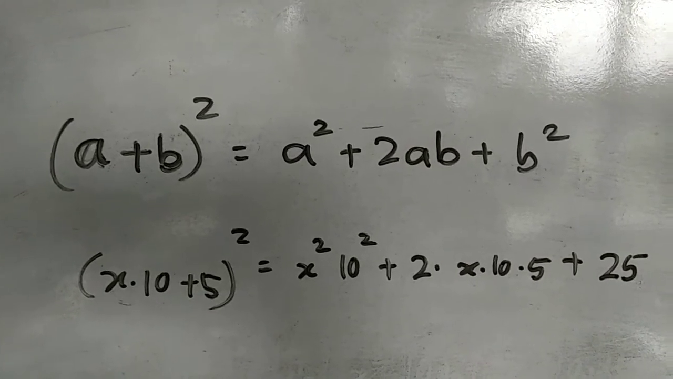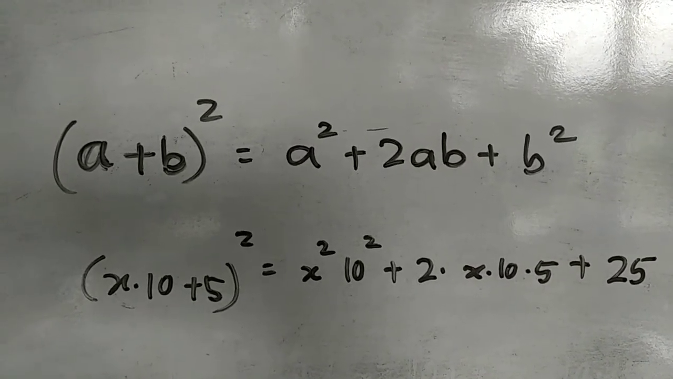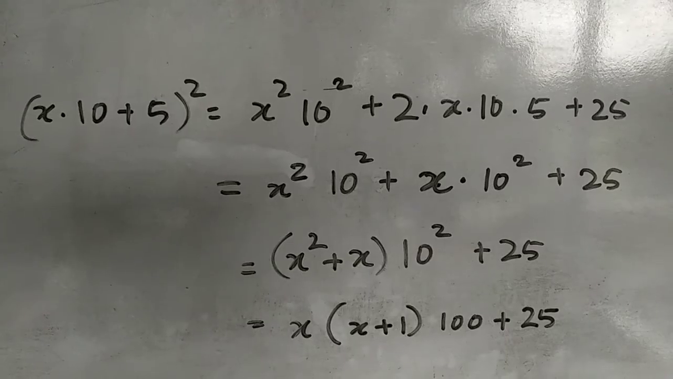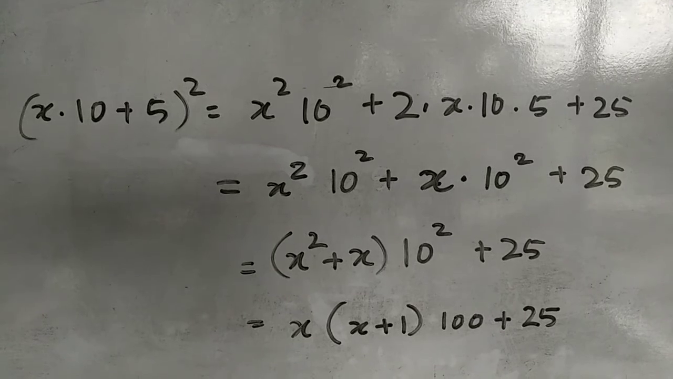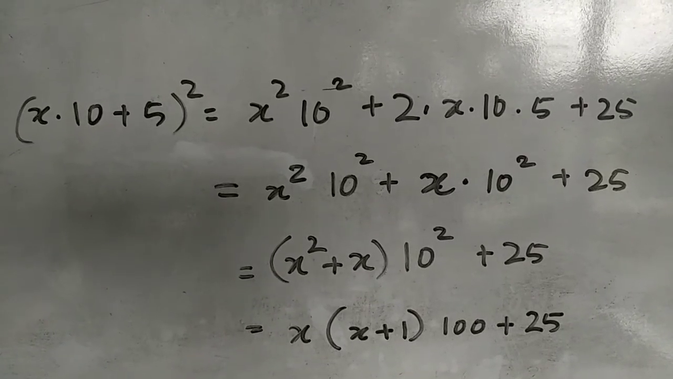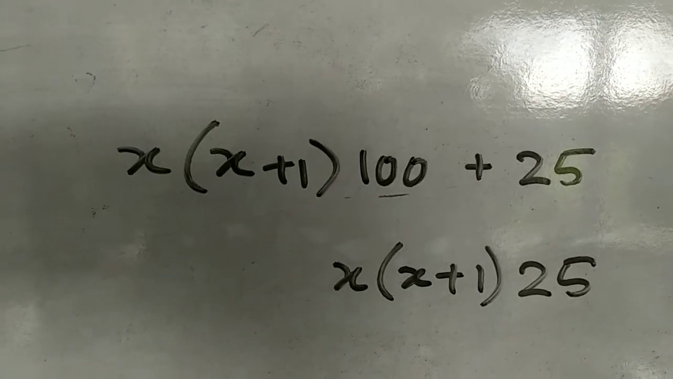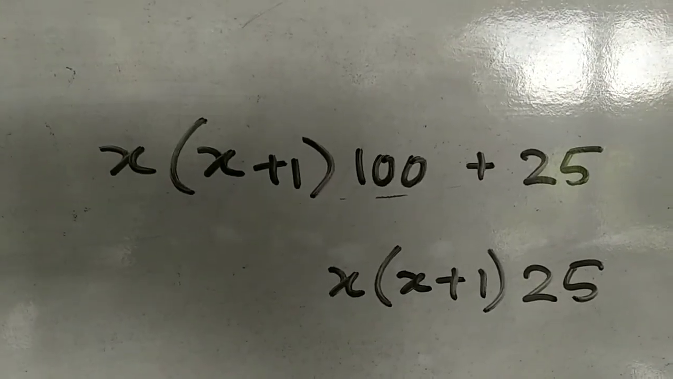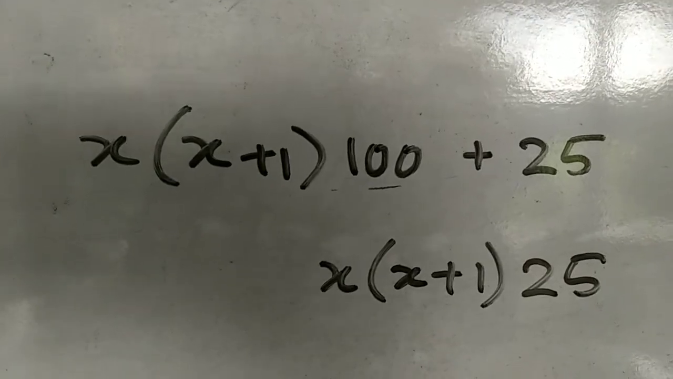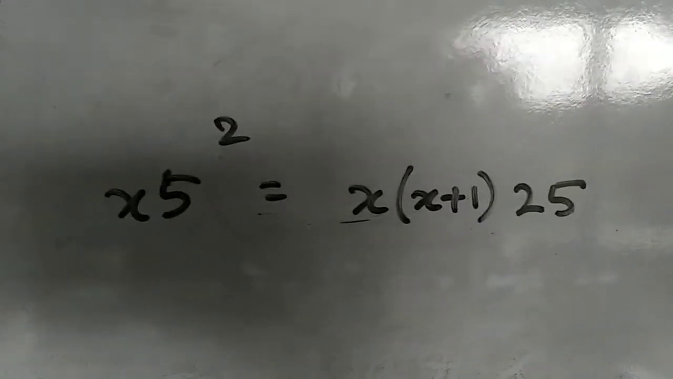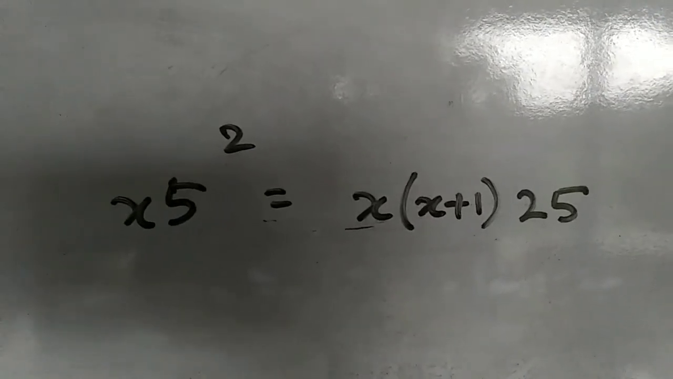We get x square times 10 square, plus 2 times x times 10 times 5, plus 25. With further simplification, we get x times (x plus 1) times 100 plus 25. X times (x plus 1) times 100 plus 25 is x times (x plus 1), 25. So, the square of a number written as x5 is x times (x plus 1), then 25.